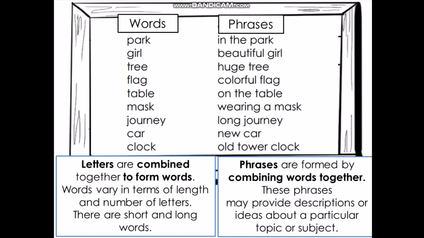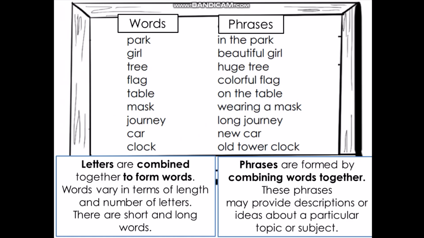Now, I'm going to read the words. We have park, girl, tree, flag, table, mask, journey, car, and clock. Now, your turn to read the words. Very good. Now, I'm going to read the phrases.